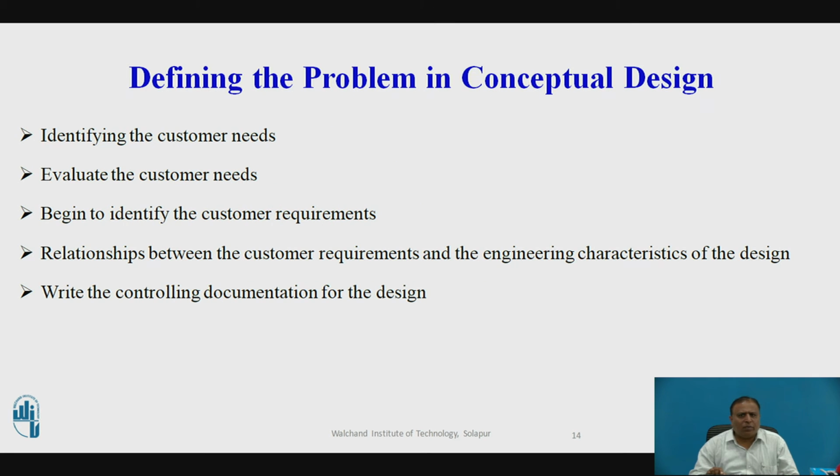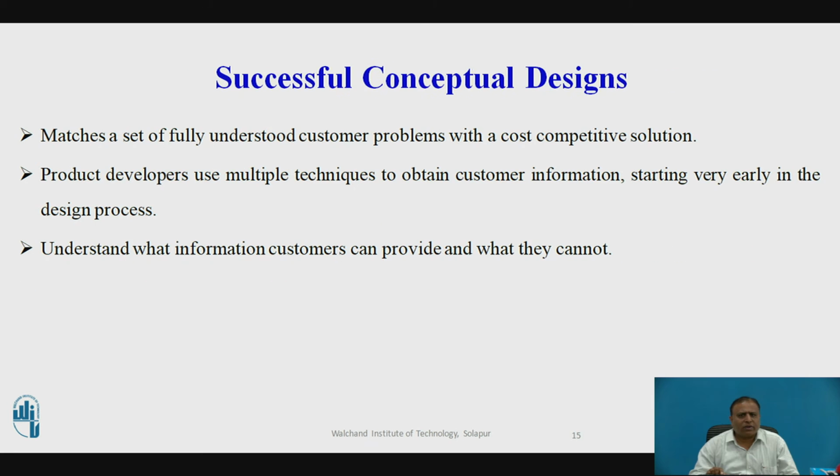Next is defining the problem in conceptual design. So identify the customer need by taking user interviews, focus group surveys, and customer complaints. Next, evaluate the customer needs, separate the must-haves from the wants, and prioritize them. Begin to identify the customer requirements, and clearly establish the relationship between the customer requirements and the engineering characteristics of the design. With all the above information, write the controlling documentation for the design.